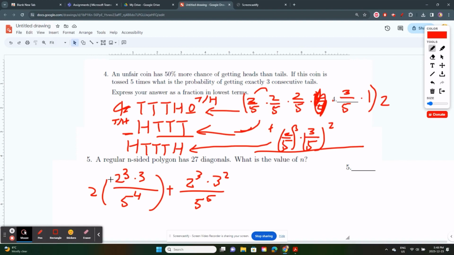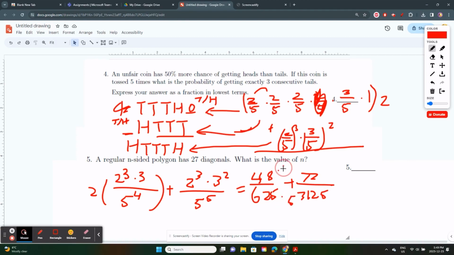So we're going to add these 2 cases up. And we can see that that's 8 times 3 times 2, 48. Again, you're allowed a calculator for this part of the test. And then the bottom will be 5 times 5 times 5 times 5, 625. And then that is added to this part, which is equal to 8 times 9, 72 over 5 to the power of 5, which is 625 times 5, which is 3125.